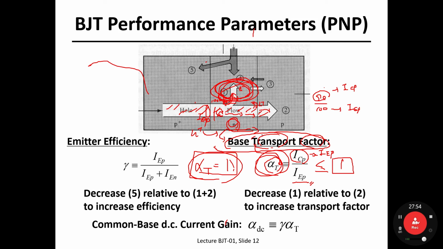That sounds reasonable, but is it the ideal solution? Is it a reasonable solution to have alpha sub t to be 1? No. Always part of the injected holes would be recombined with electrons in the base. Then what is the engineering solution then?